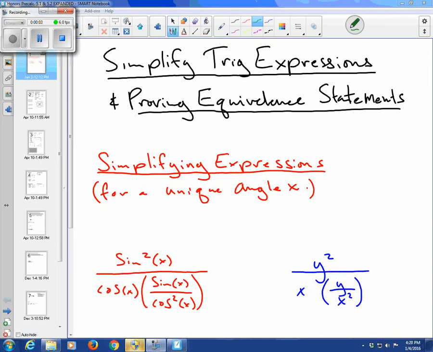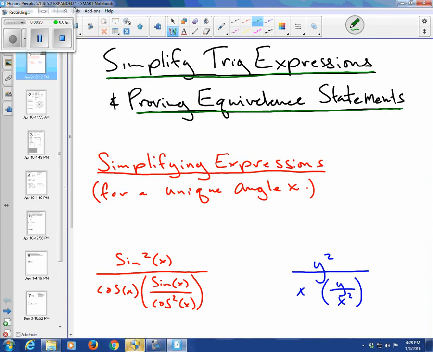All right, guys, so this is our first Flip the Classroom lesson of the second semester. In this lesson, we will be talking about simplifying trig expressions and proving equivalence statements for trig expressions.